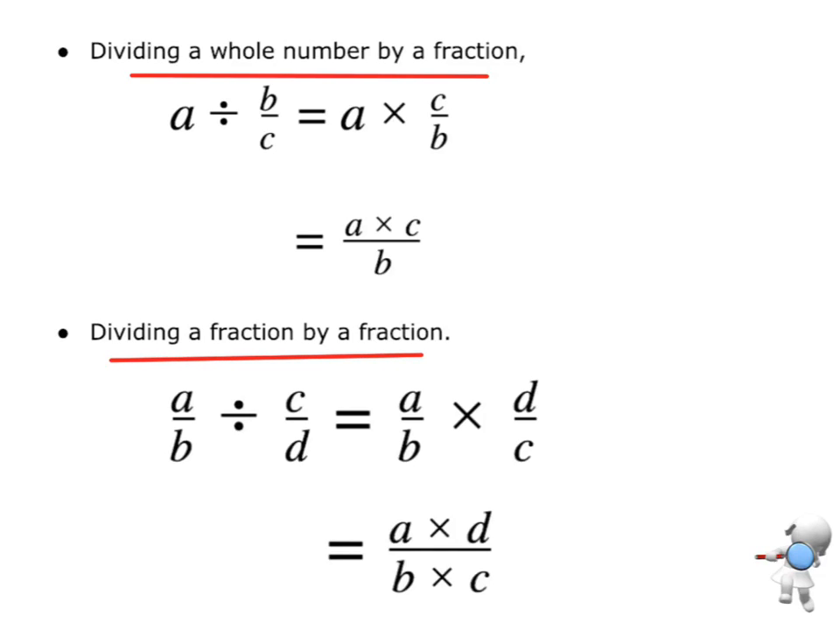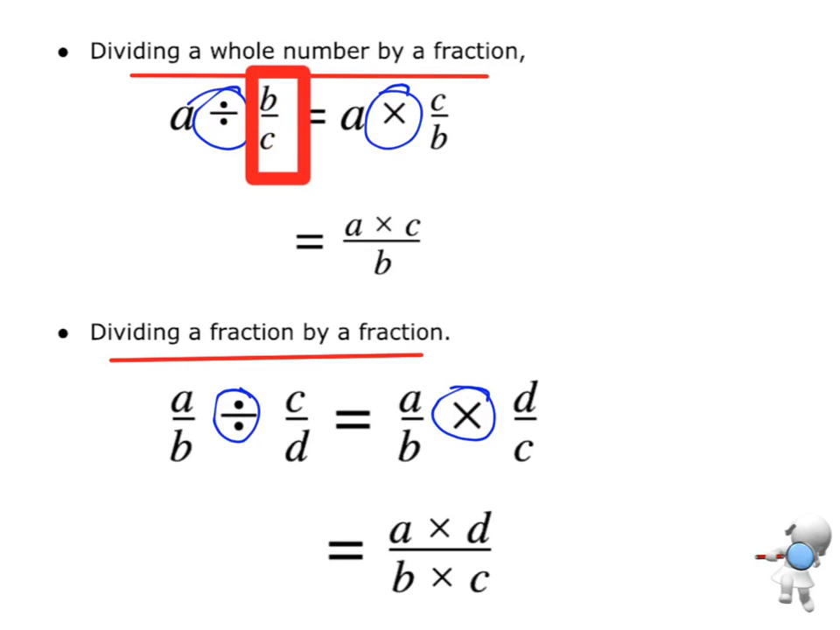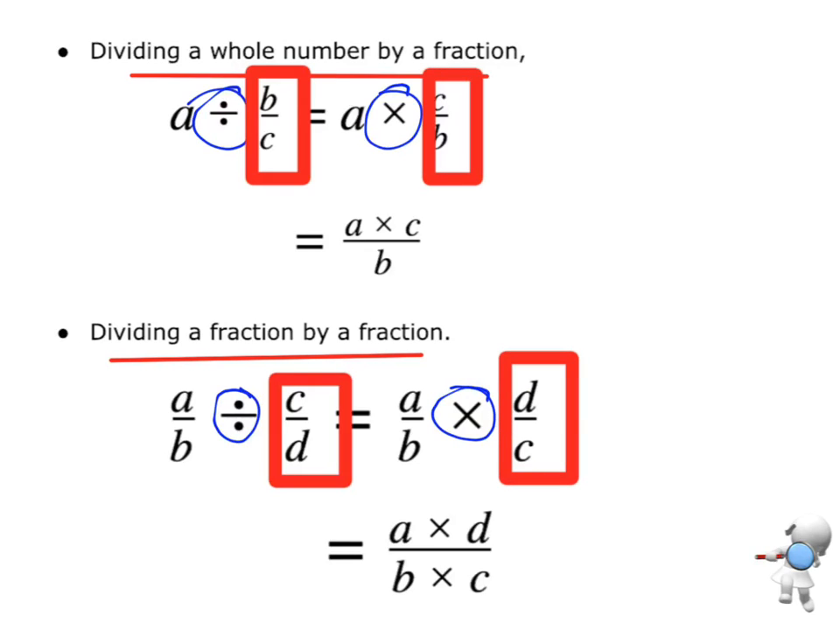And they were all based around one key idea: we wanted to change the division into a multiplication. And once we did that, we needed to take the fraction that came after it and flip that upside down, do its reciprocal. So that's what we did. That's the process that we want to go through.